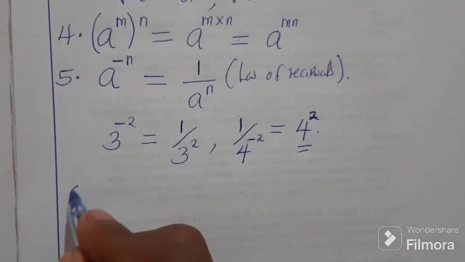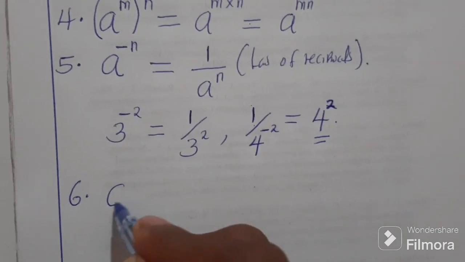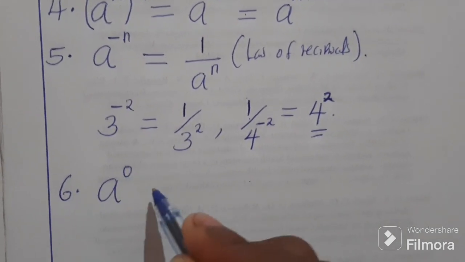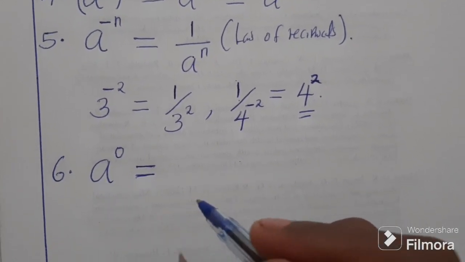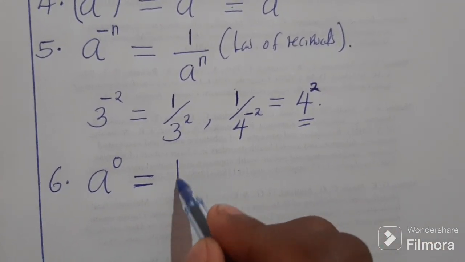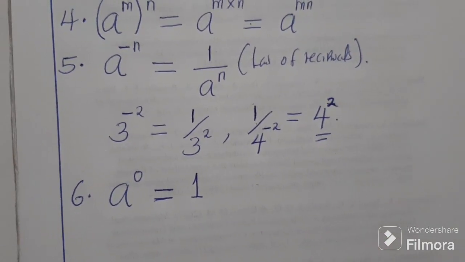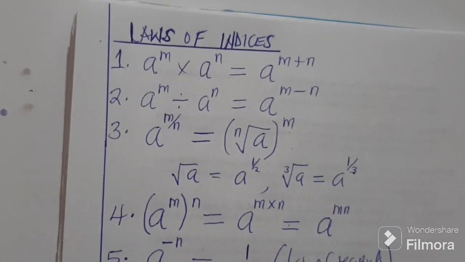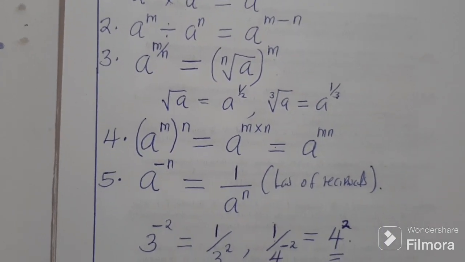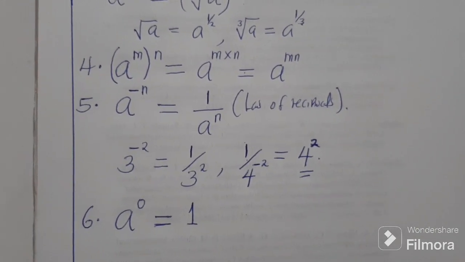Then I move on to law number 6. Suppose you're given a number to the power of 0. The law says that any number raised to the power of 0 will always be 1. Now, just look at how many laws we have: 6 good laws to guide you when you're doing questions concerning indices.